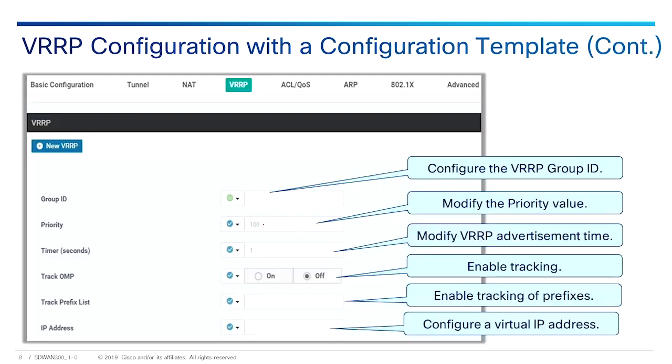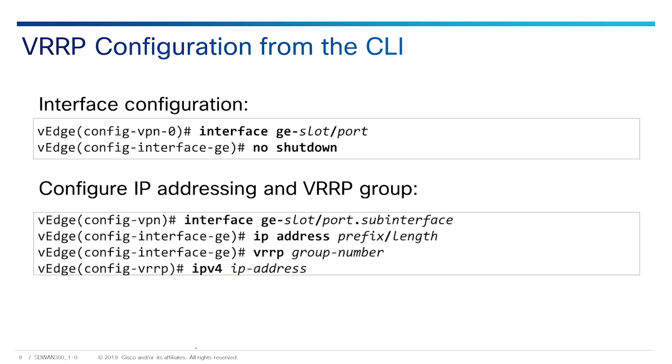Once we click New, we'll configure a VRRP group ID. We can modify a priority value here, set a value from 1 through 254. We can set up our timers as well. And then we can take WAN side connectivity into account for VRRP by tracking an interface. And then we configure a virtual IP address. And then click Add when finished.